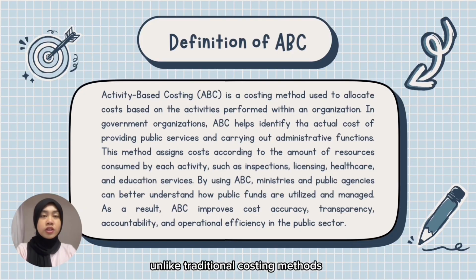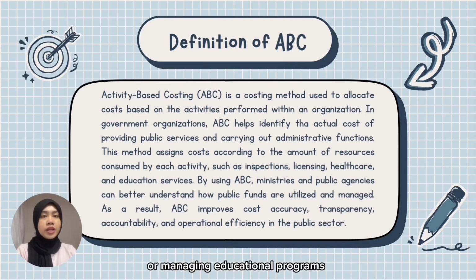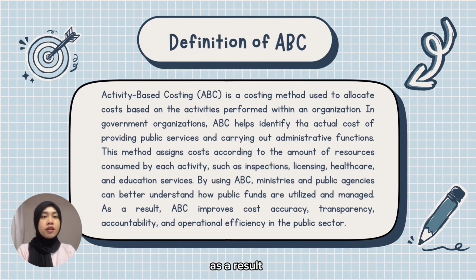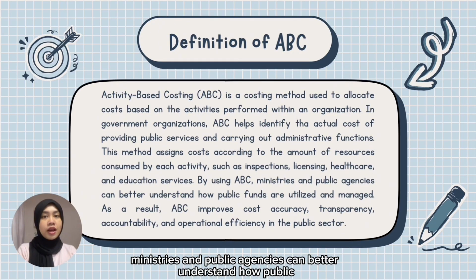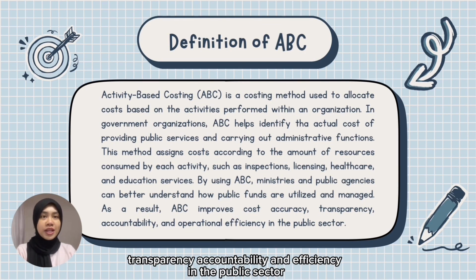Unlike traditional costing methods, ABC focuses on the resources consumed by specific activities. For example, activities such as issuing licenses, conducting inspections, providing healthcare services, or managing educational programs all require different amounts of resources. ABC assigns costs according to the resources used by these activities. As a result, ministries and public agencies can better understand how public funds are spent and managed. This leads to greater cost accuracy, transparency, accountability, and efficiency in the public sector.